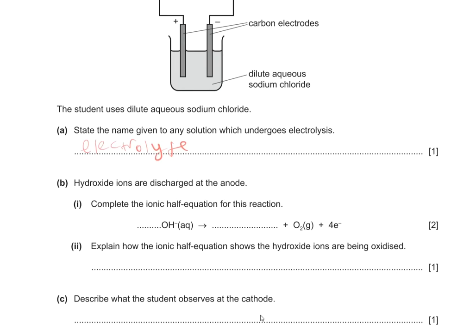Hydroxide ions are discharged at the anode. Complete the ionic half equation for this reaction. So this reaction forms water as well as oxygen, and if we want to balance it, we have 4 electrons here, so we've got to have a 4 over there, and then we have 4 oxygens and 4 H's.